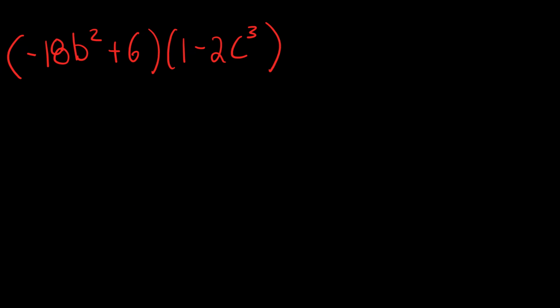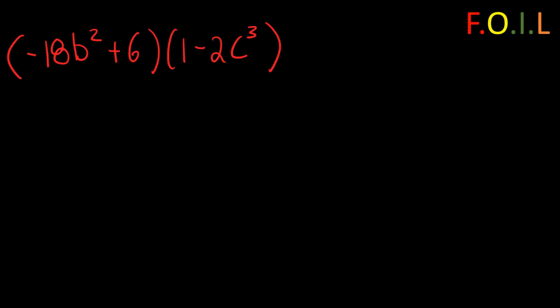So in this example, can you guess what we're going to do? Pause, take a break, see if you can figure it out. And if you guessed it, we're going to do FOIL, right? So we have negative 18b squared plus 6 times 1 minus 2c cubed, right?